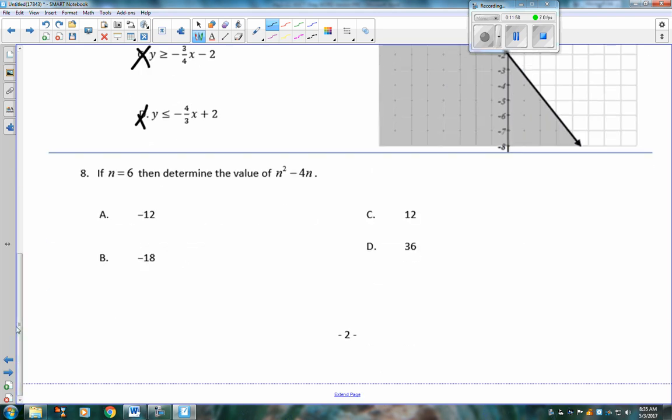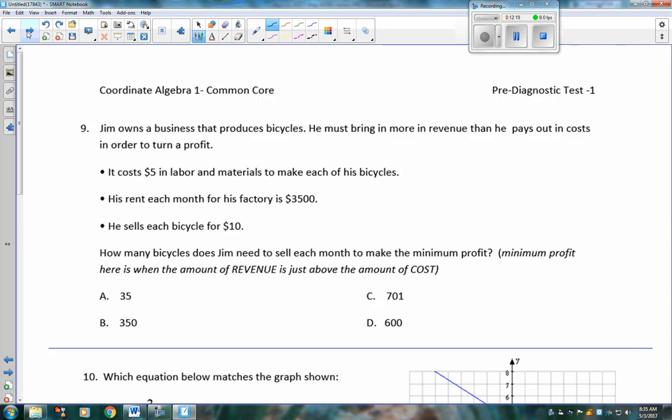Alright. If n is equal to 6, determine the value of n squared minus 4. What is 6 squared? What's 6 times 4? What's 36 minus 24? The answer is C. Number 9.